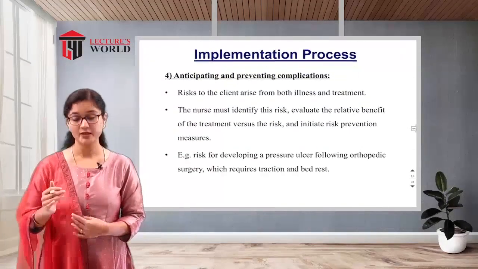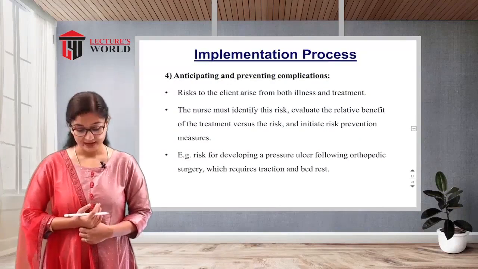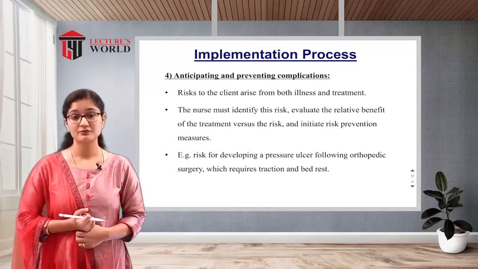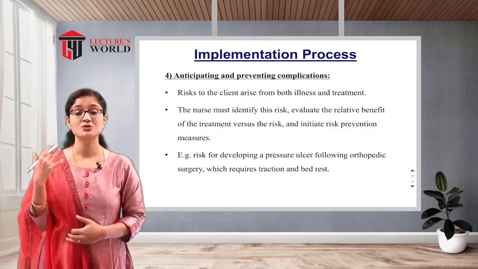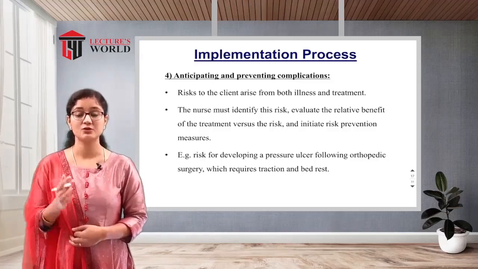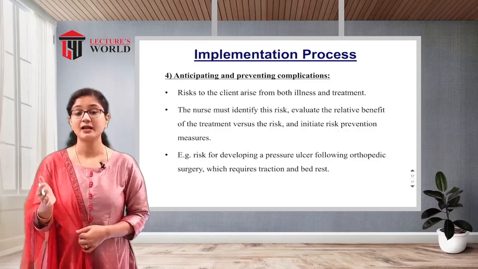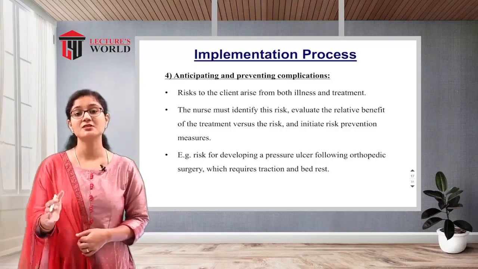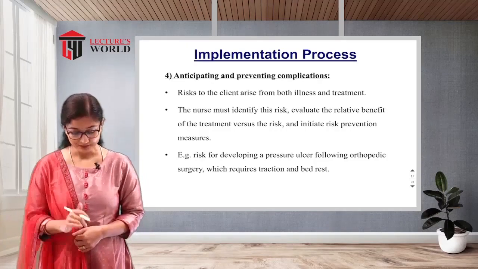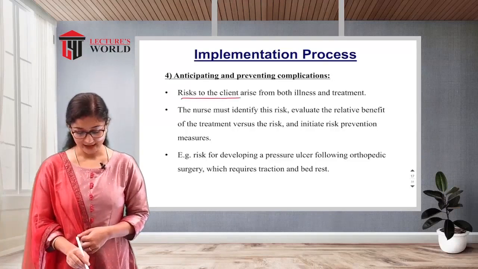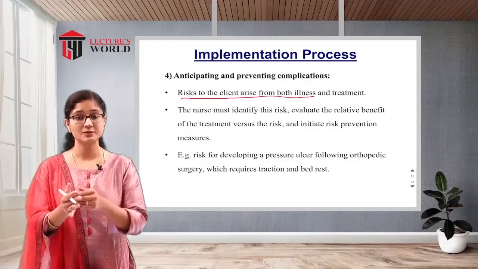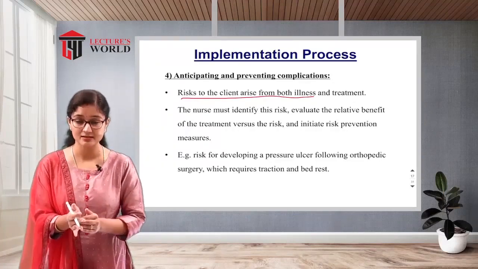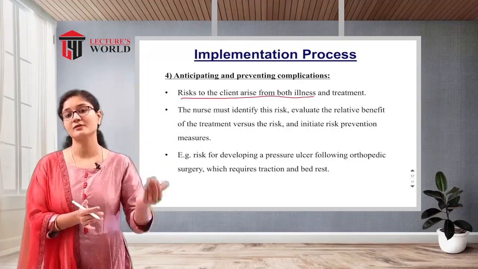Next, the fourth point in the implementation process is anticipating and preventing complications. Now anticipating means you have to think about what all can happen. You are thinking what can happen, and you should do this so that your patient doesn't go into some complication. Risk to the client arises from illness. This is very important. There is always a risk, if the patient is suffering from any particular disease or illness, or because of some treatment.